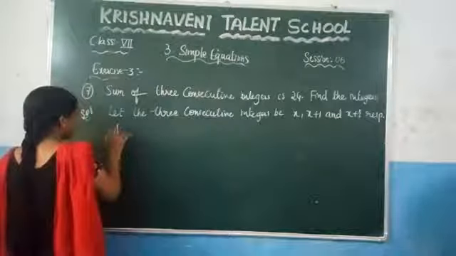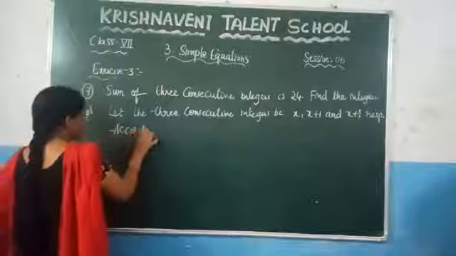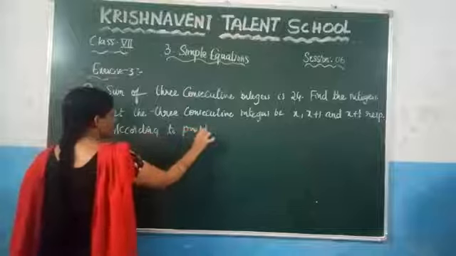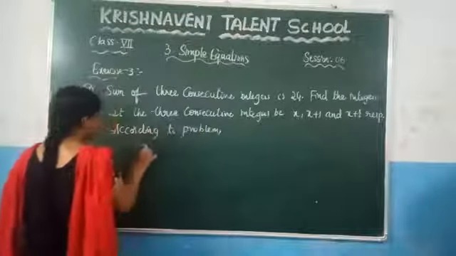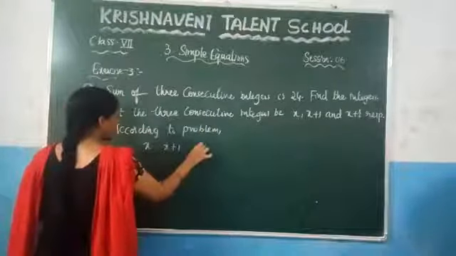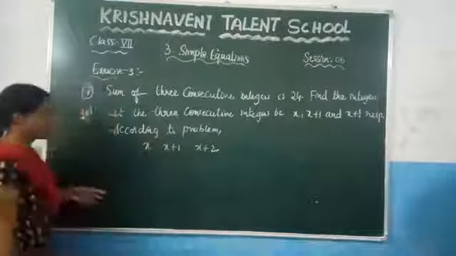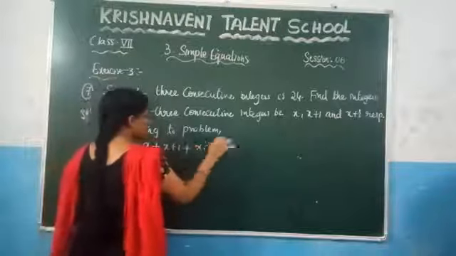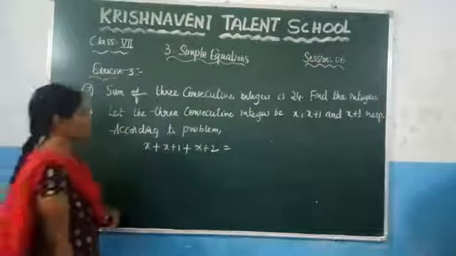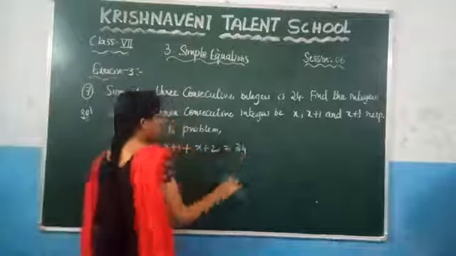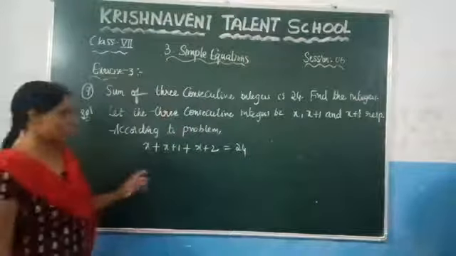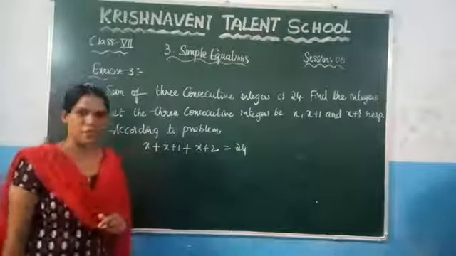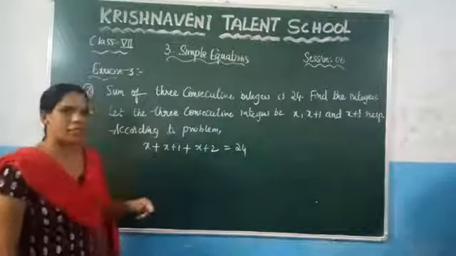So write it here, according to the problem, let us take x, x plus 1, x plus 2. They are saying you need to take the sum, and after taking the sum you have to get the answer, which is 24. Now you need to solve this equation. Solving is nothing but finding the value of the variable. In this case, the variable is x.